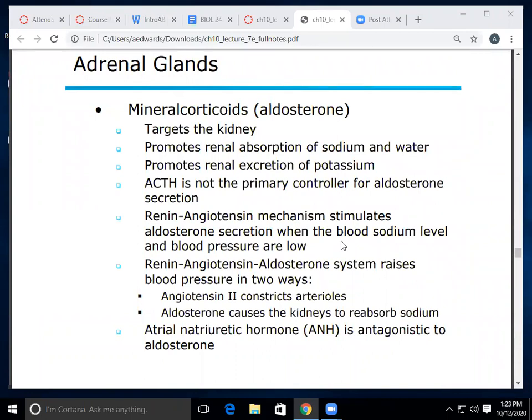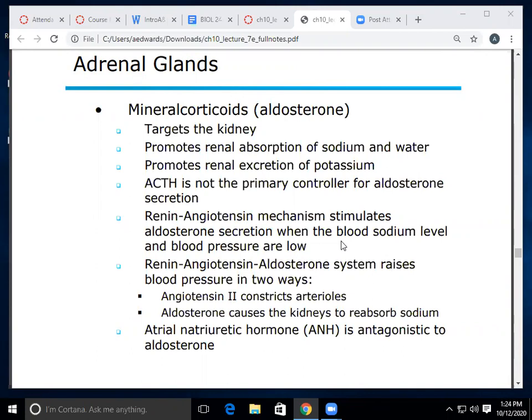Mineralocorticoids, on the other hand, example here is aldosterone. So it focuses on the kidney and it's involved in absorbing sodium and water at the kidneys, also excreting potassium. All right, maintaining your balance of sodium and potassium. And so the renin-angiotensin system is actually more involved in controlling aldosterone secretion than ACTH is.